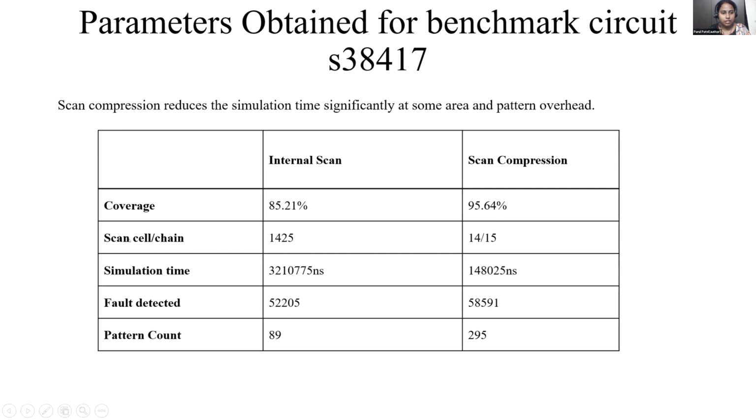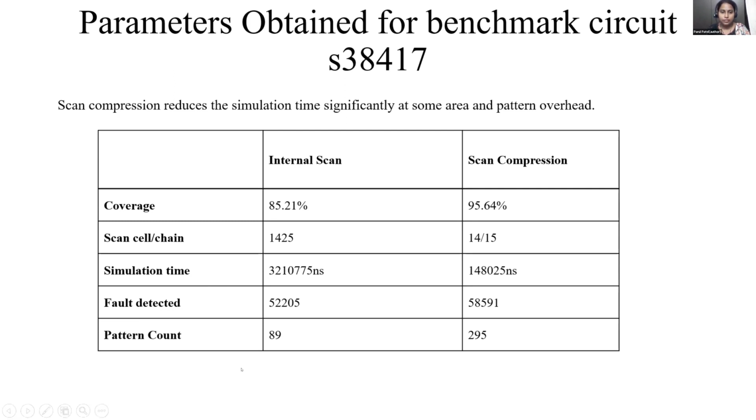The number of scan cells per chain formed in internal scan is 1425, and for scan compression it is 14 or 15 scan cells per chain. The simulation time is 3210775 nanoseconds, which is quite large compared to scan compression, which is 148025 nanoseconds. The number of faults detected for internal scan is 52205, and for scan compression it's 58591, which is again greater than internal scan.